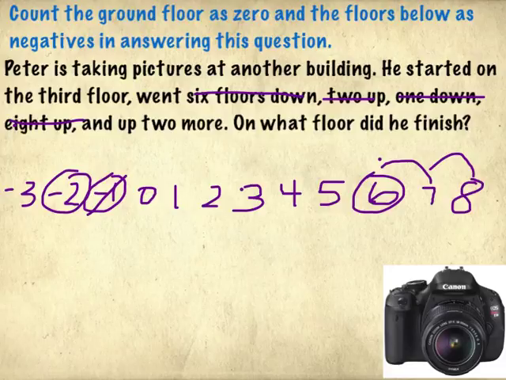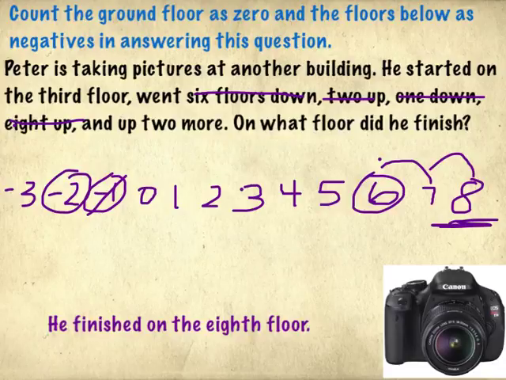On what floor did he finish? He finished on the 8th floor. And I can quickly go through and double check that. So if he started on the 3rd, he went 6 floors down, 1, 2, 3, 4, 5, 6, 2 up, 1, 2, 1 down, 1, 8 up, 1, 2, 3, 4, 5, 6, 7, 8, and up 2 more.